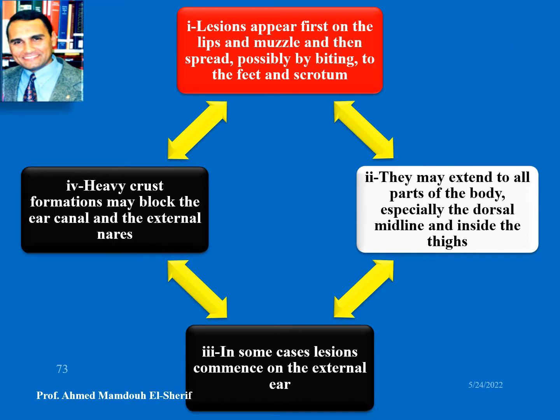Lesions appear first on the lips and muzzle and then spread, possibly by biting, to the feet and the scrotum. They may extend to all parts of the body, especially the dorsal midline and inside the thighs. In some cases, lesions commence on the external ears. Heavy crust formation may block the ear canal and the external nares.